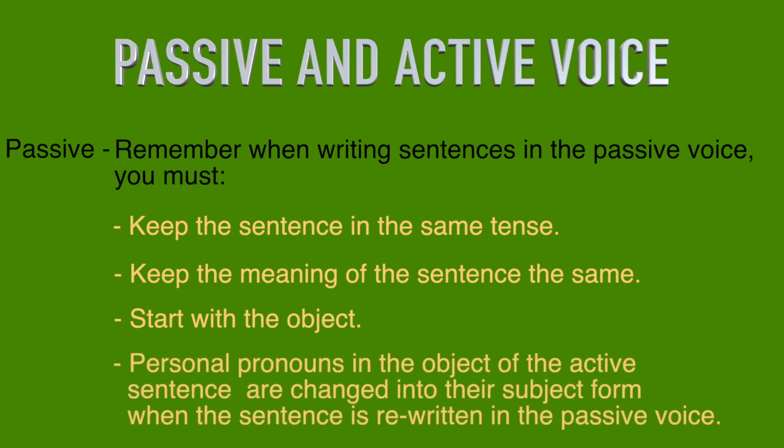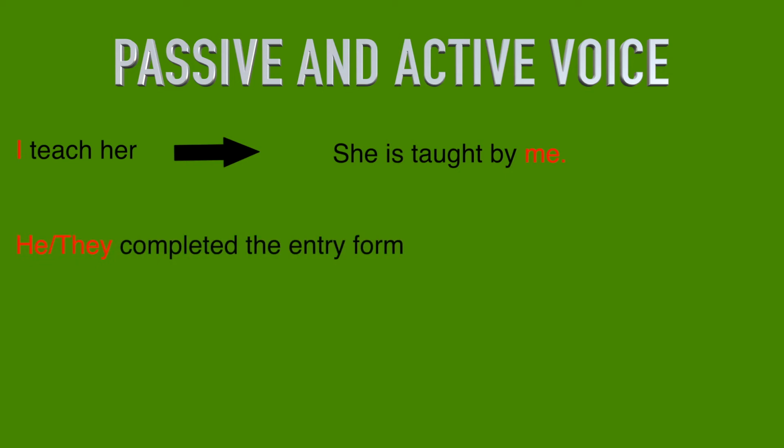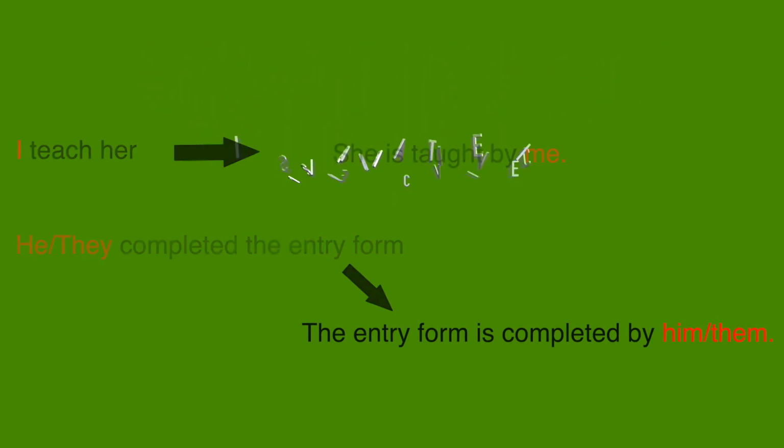Personal pronouns in the object of the active sentence are changed into their subject form when the sentence is rewritten in the passive voice. For example, I teach her. She is taught by me. He or they completed the entry form. The entry form is completed by him or them.